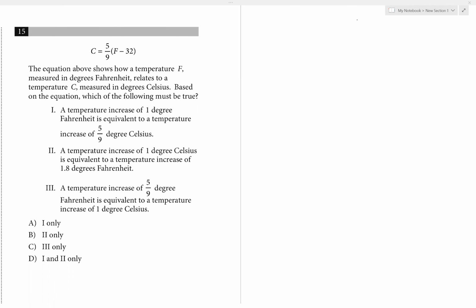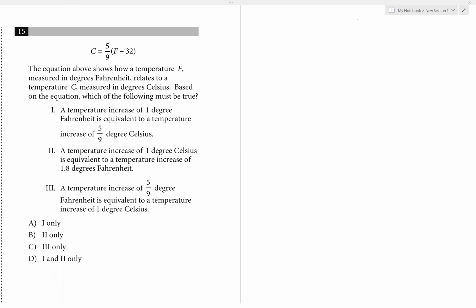All right, number 15. C equals 5/9 times parentheses F minus 32. The equation above shows how temperature F measured in degrees Fahrenheit relates to a temperature C measured in degrees Celsius. Based on the equation, which of the following must be true? Okay, so I have three statements here, and we can go through each statement and see if it works.